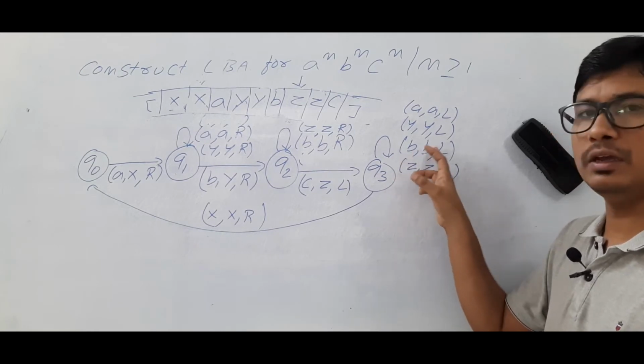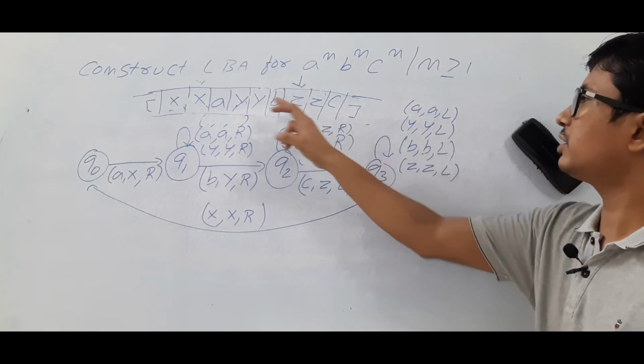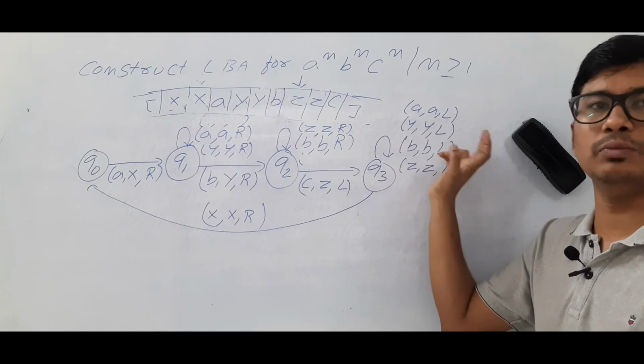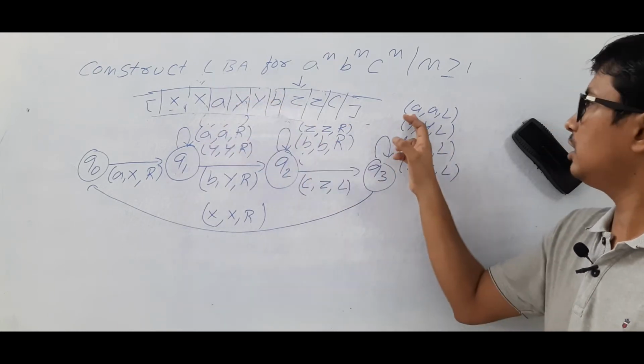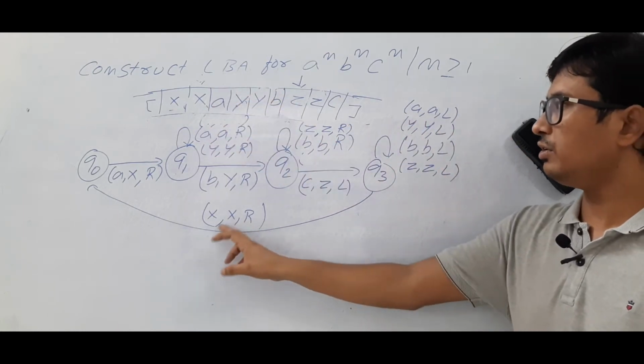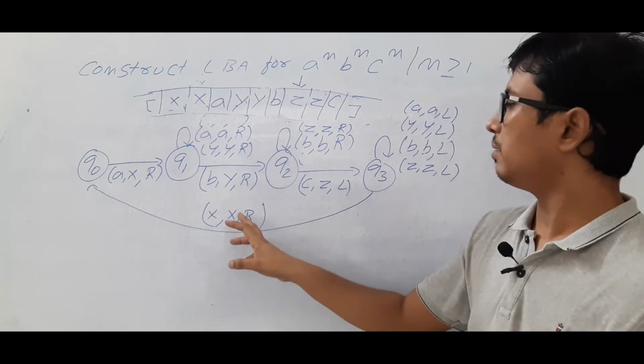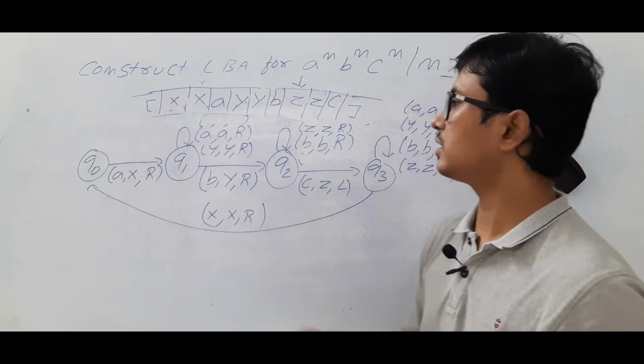Now if it is a B, keep it as B, move to the left. If you see a Y, keep it as Y, move to the left. If you see A, keep it as A, move to the left. Now if you see an X, make it as X, move to the right.